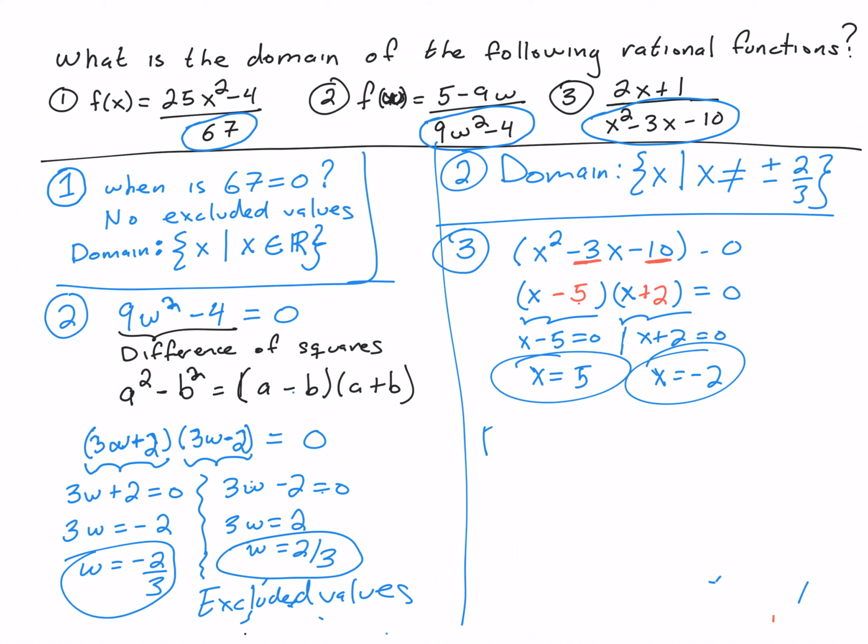So then what would be the domain? The domain is the set of x values such that x cannot equal 5 or negative 2. And that's it.